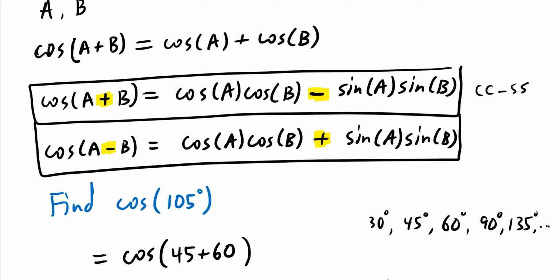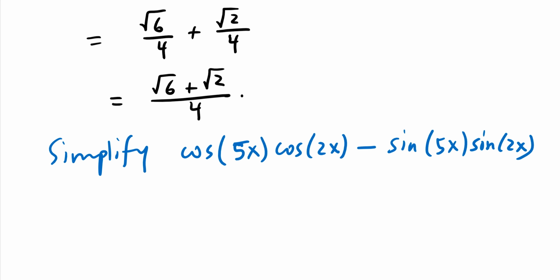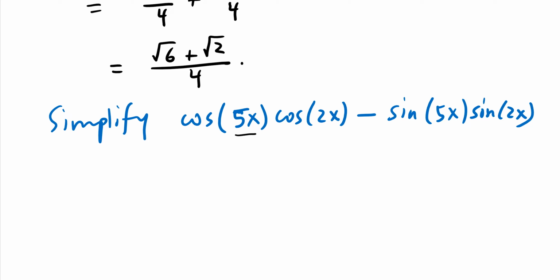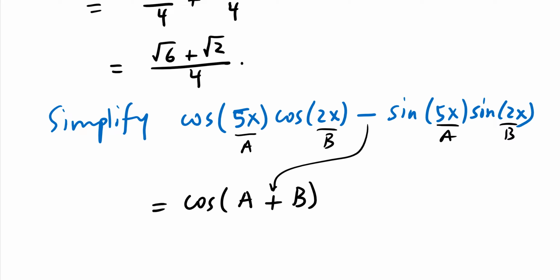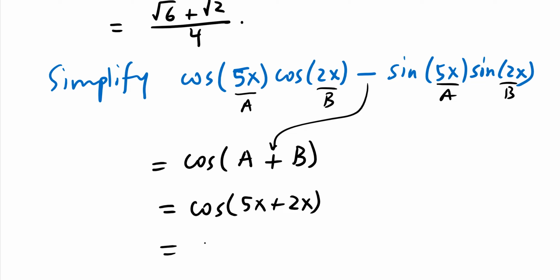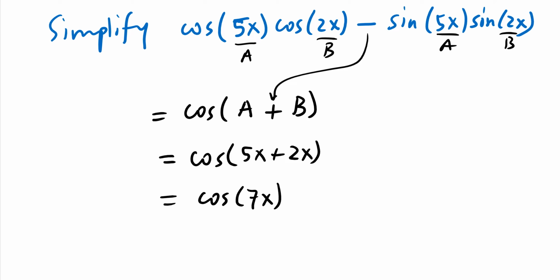So we can go backwards, to the left side, and write it as cosine A plus B. Here this is A, this is B, A again, B again. Cosine cosine minus sine sine is cosine A plus B, because you have to switch the sign. A is 5x and B is 2x, so that gives us cosine 7x. The entire expression simplifies down to cosine 7x.